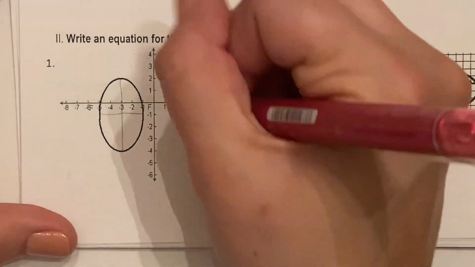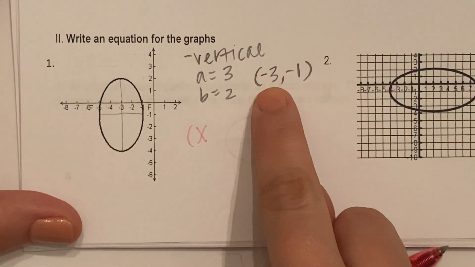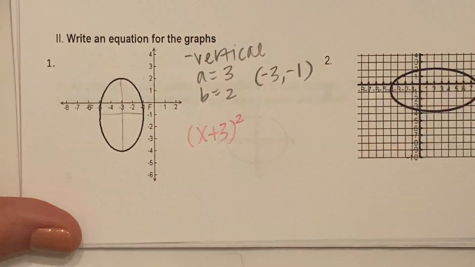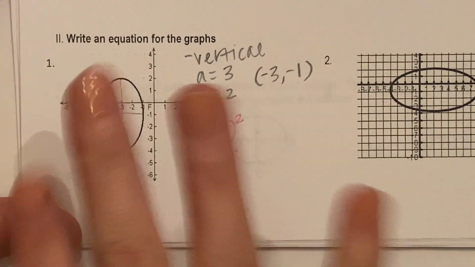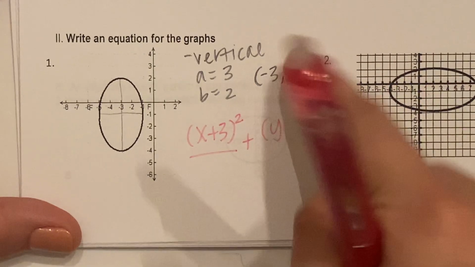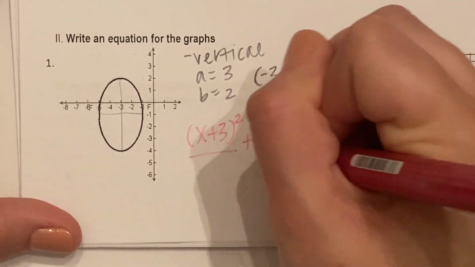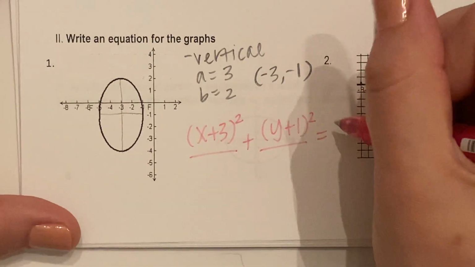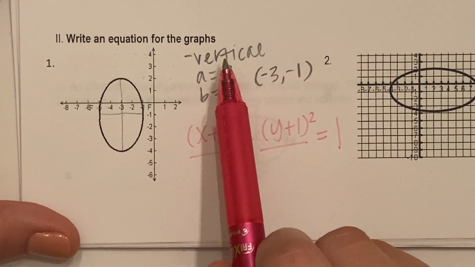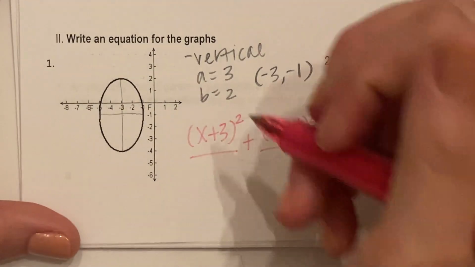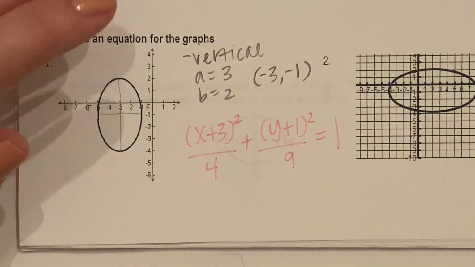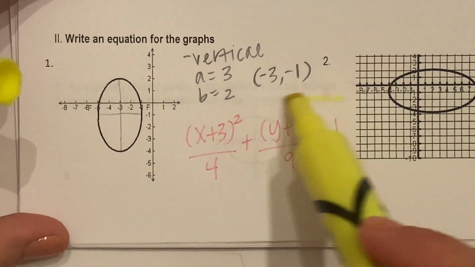So now we're gonna go ahead and write our equation. I'm gonna start with X plus 3. Don't forget it's squared. It's gonna be over something, but I'll save that for later. Plus Y plus 1 squared over something. And for ellipse, it always equals 1, no matter what. Now this is vertical, so that means A is under Y. So 3 squared is 9, 2 squared is 4. And there's our equation.